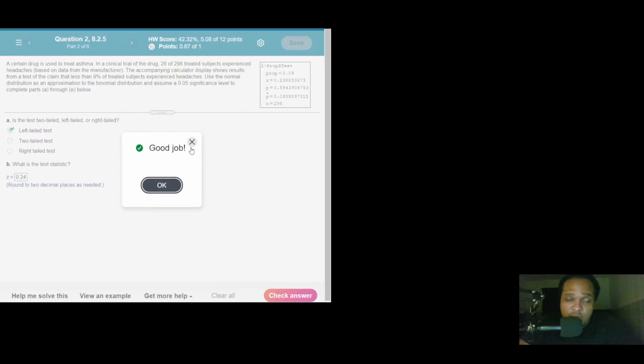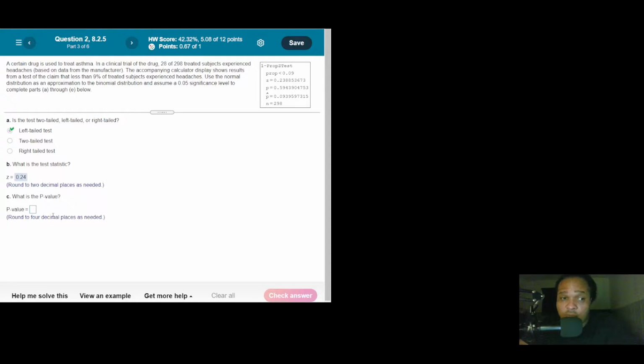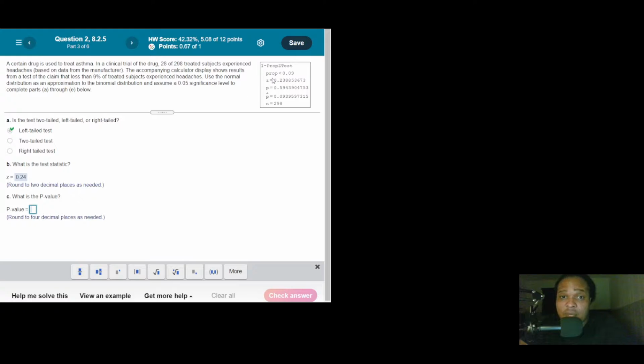So in this question, they're trying to make sure that you know where to get your information from, the important stuff, the test statistic. Now they want the p-value. The p-value is right below the test statistic. They wanted 4 decimals, so 0.5944. You don't have to put the 0 in front. So 0.5944.